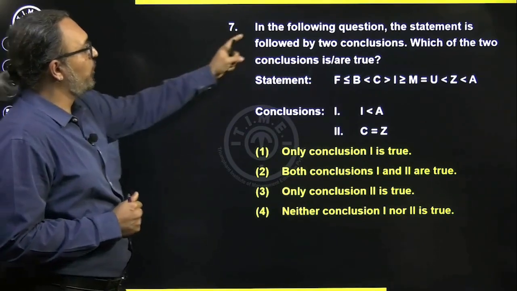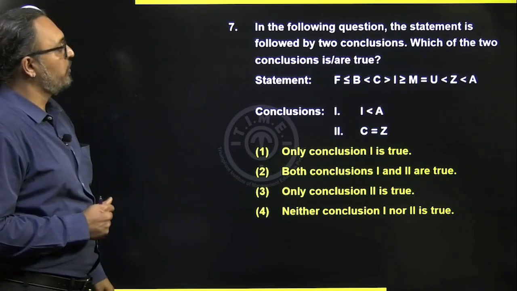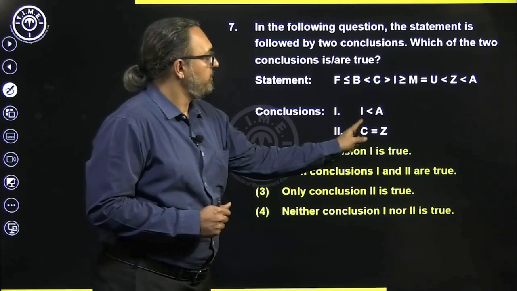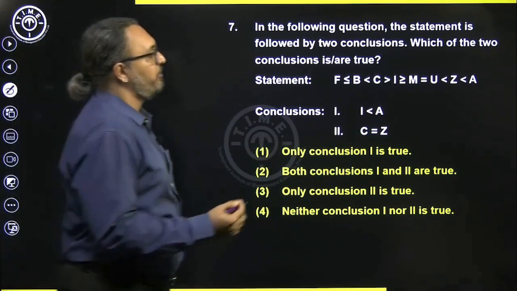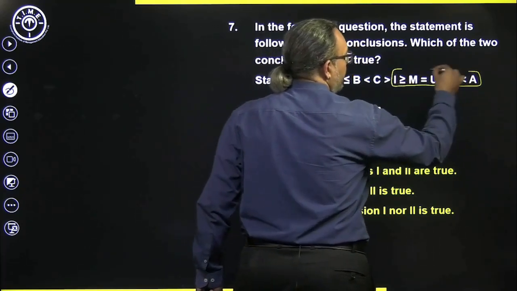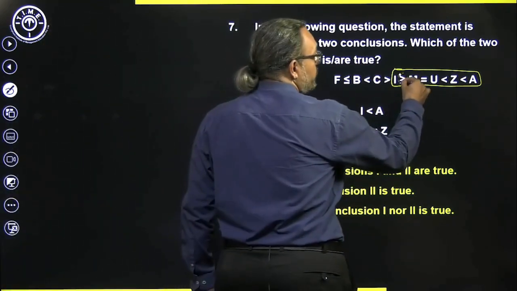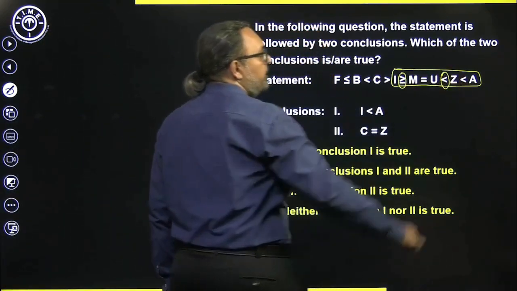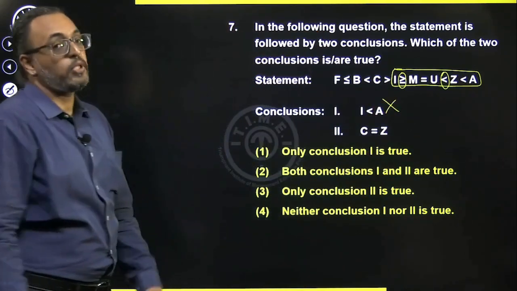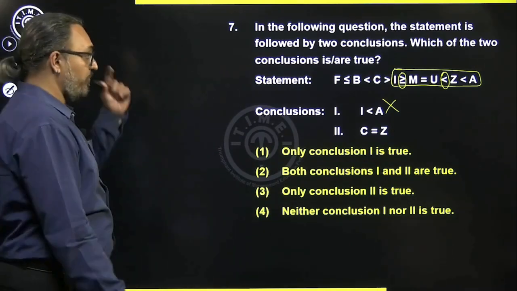Next, in the following question, the statement is followed by 2 conclusions. Which of the 2 conclusions is or are true? So here I need I less than A. So I need to find a relation between I and A. Now do you see, this is the relation that I have between I and A. But again, unfortunately, what do you see? That there are opposite inequalities. Whenever you have opposite inequalities, we can straight away say does not follow, because I will not get any result out of it, correct?